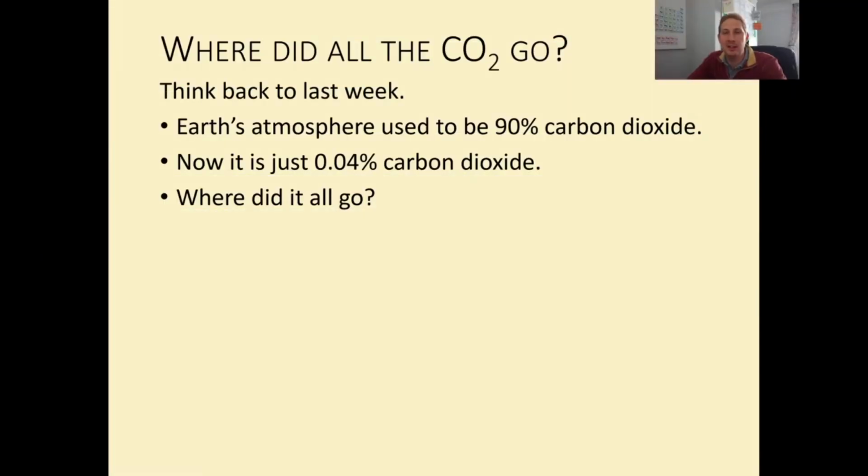So, thinking back to last week, we were looking at the history of the atmosphere, and we saw that just like the atmospheres of Venus and Mars either side of us, our atmosphere used to be about 90% carbon dioxide, 90% of it. Now it's just 0.04% carbon dioxide. So where did all that carbon dioxide go? Pause the video. See if you can come up with 3 different ways.